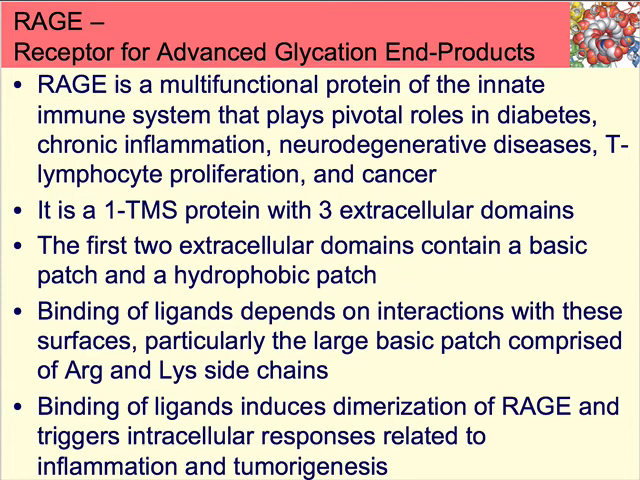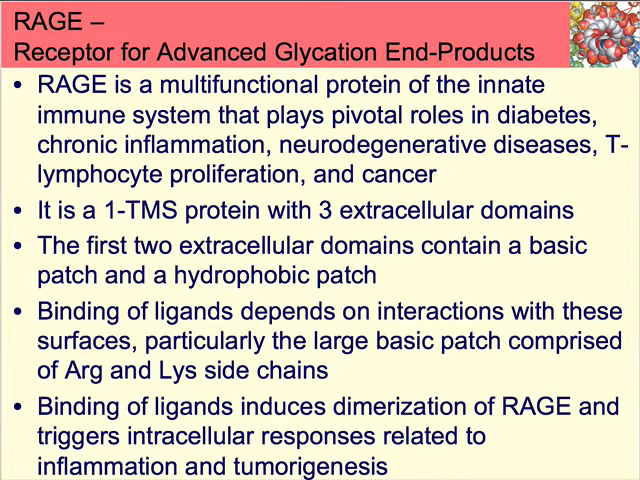It turns out that there are receptor proteins that actually bind the advanced glycation end products, and these receptors are referred to as RAGE, a receptor for advanced glycation end products. RAGE is a multifunctional protein of the innate immune system that certainly plays other roles in humans, but it plays pivotal roles in diabetes and chronic inflammation and neurodegenerative diseases and T lymphocyte proliferation and cancer because of its ability to bind these advanced glycation end products.